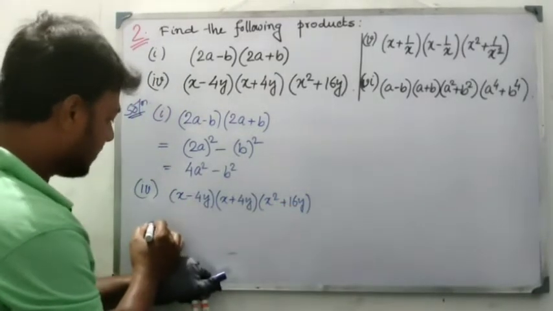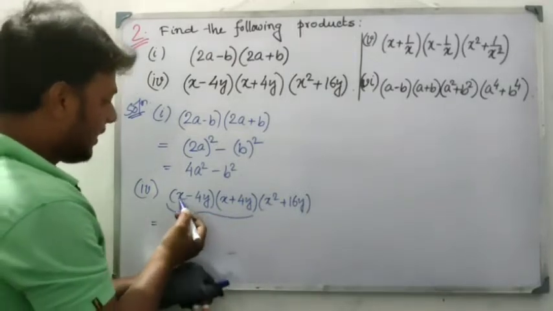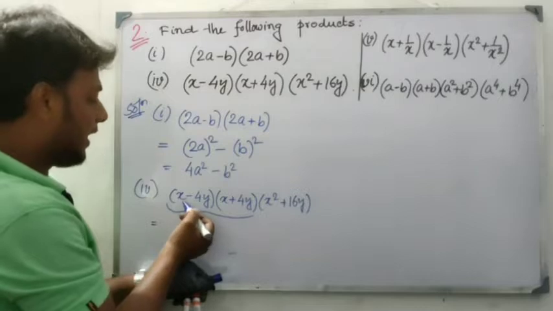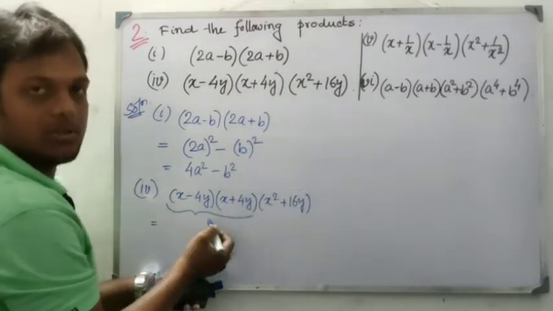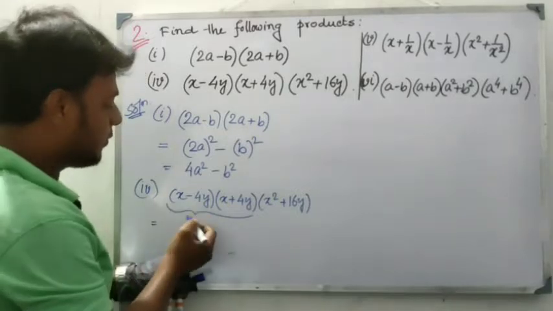Okay, to solve it, first consider the first two factors, x − 4y and x + 4y. This is like (a − b)(a + b), so we can apply a² − b². Here a is our x and b is 4y.